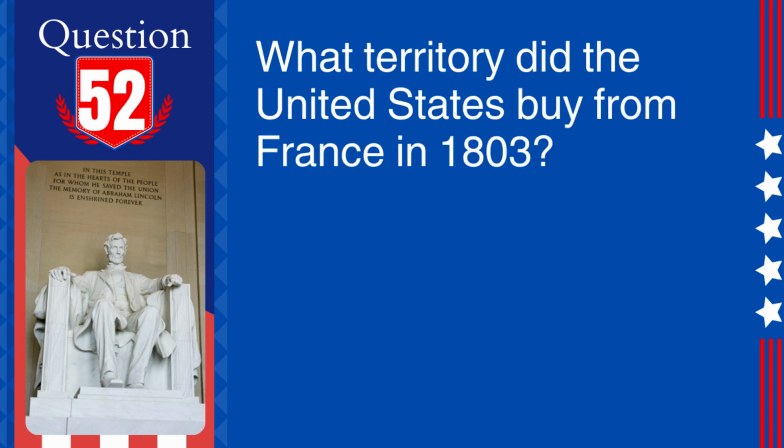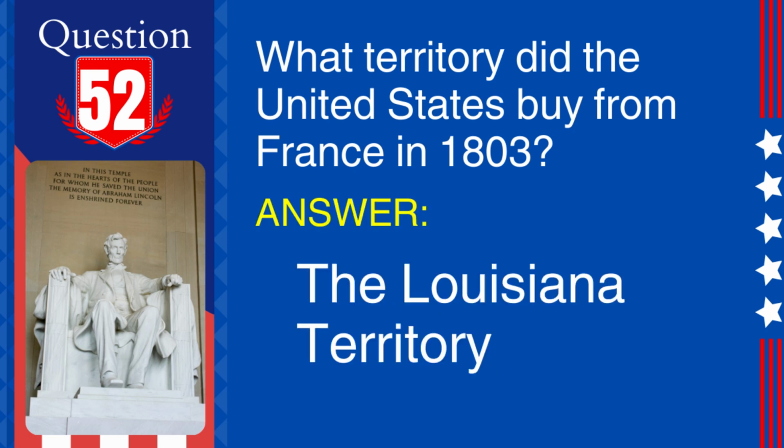52. Question. What territory did the United States buy from France in 1803? Answer. The Louisiana Territory. Explanation. The Louisiana Purchase was a land deal between the United States and France, in which the U.S. acquired approximately 827,000 square miles of land west of the Mississippi River.